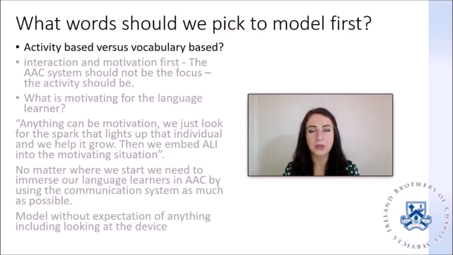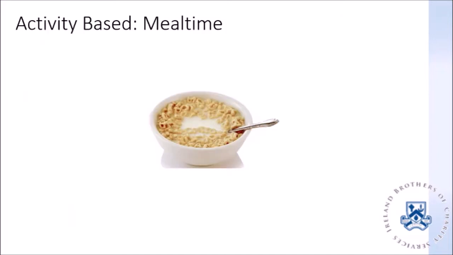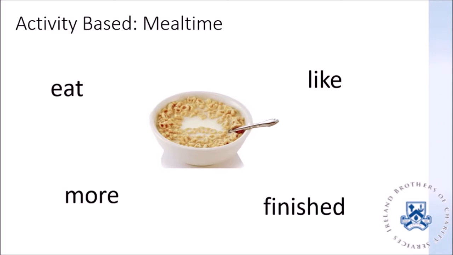In general, it falls into two categories, activity-based and vocabulary-based. So activity-based would be something like deciding to start modeling during a particular activity, such as meal times. And you might decide to model eat, more, like, and finished. So just focusing on those words, you can say, time to eat, dad is eating, you want more, or I'm going to take more, I really like cereal, I think you like cereal too, dad is finished his breakfast now, you are finished eating. And you would say these same types of sentences at each mealtime.